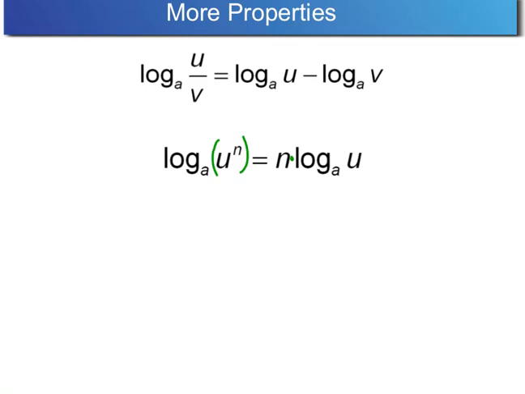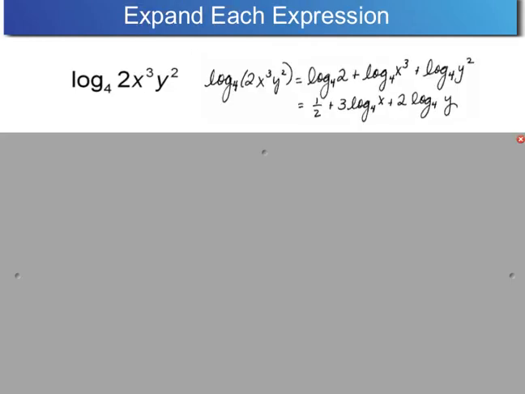Now we're going to use these properties to expand and condense logarithmic expressions. So here is my first example for expanding a log. So I have log base 4 of 2 times x to the third times y squared. So remember, log of a product is the sum of the logs. That's log base 4 of 2 plus log base 4 of x to the third plus log base 4 of y squared. Log base 4 of 2 is a half, and then I can move these exponents to the front. So it's a half plus 3 log base 4 of x plus 2 log base 4 of y.